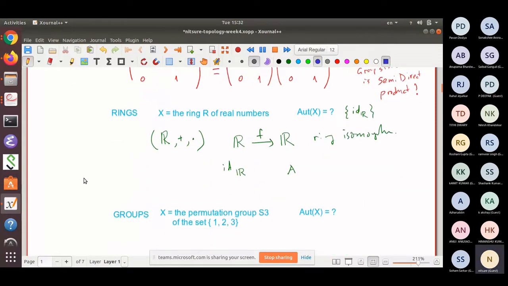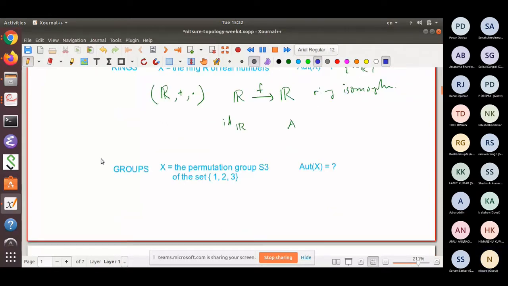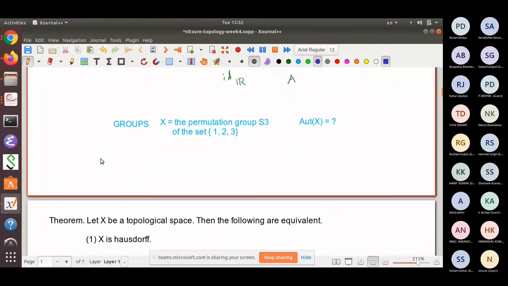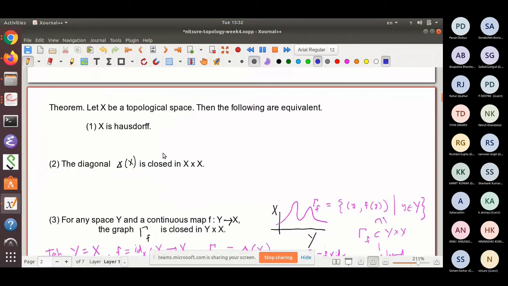I gave it as an exercise to you that for the ring R of real numbers, the only ring automorphism is the identity map. I also left it as an exercise to you to determine the automorphisms, the automorphism group of the permutation group S3. We are going to do it.